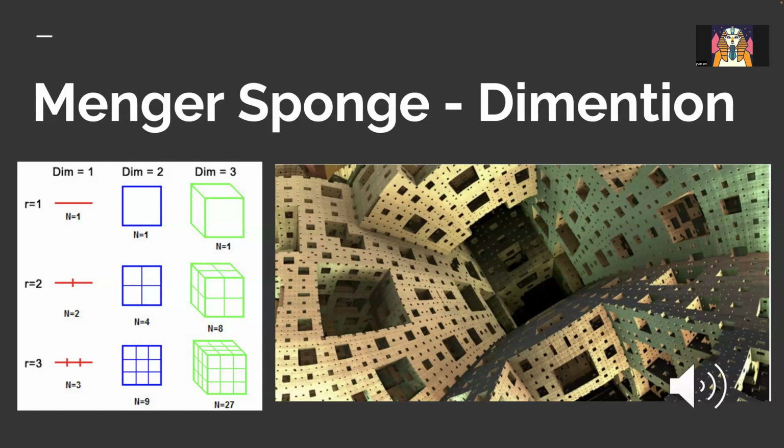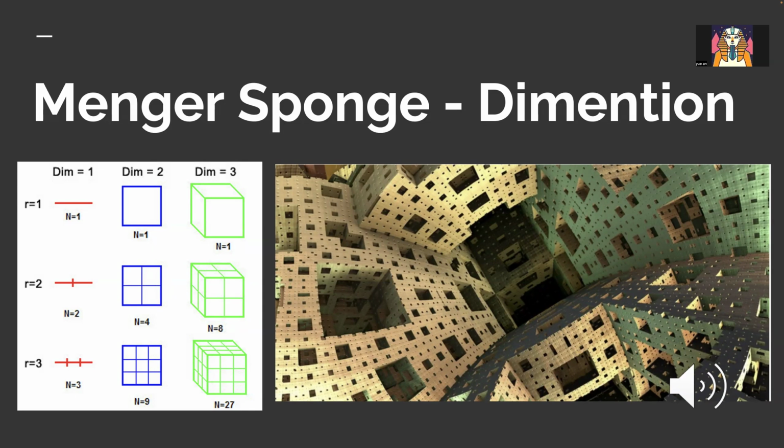Unlike regular geometric shapes, fractals have similarity across scales and can have non-integer dimensions. But what does this mean? Let me explain using this picture. A line has a dimension of 1, a square has a dimension of 2, and a cube has a dimension of 3, but fractals behave differently.